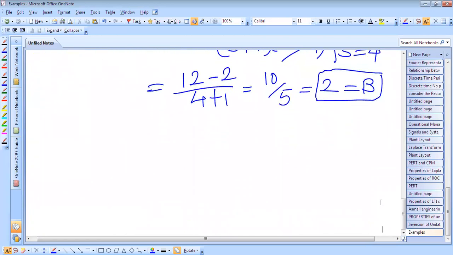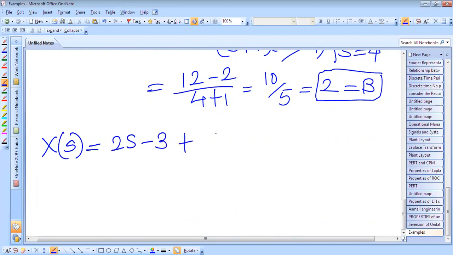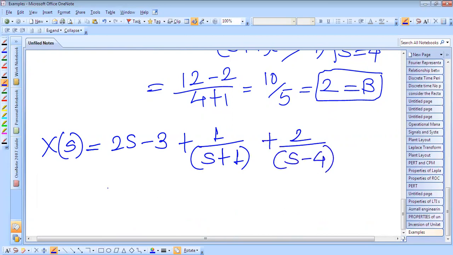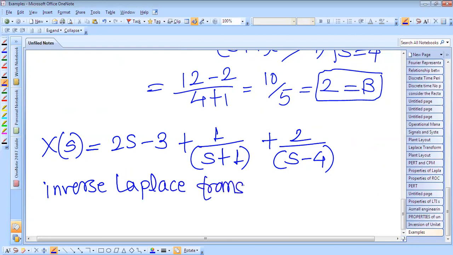Now we have to put these constant values in the equation: 2s minus 3 plus 1 over s plus 1 plus 2 over s minus 4. Now find the inverse Laplace transform of the above equation.